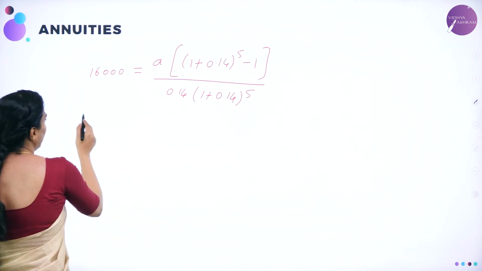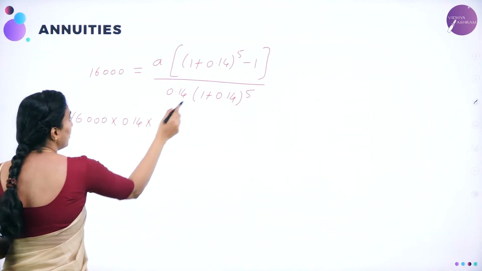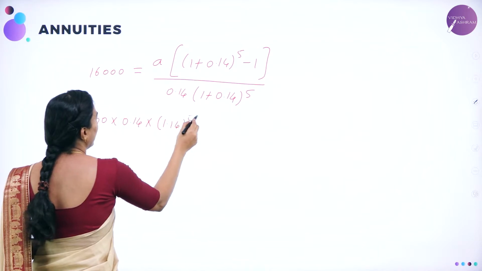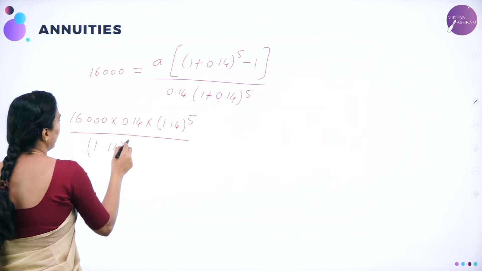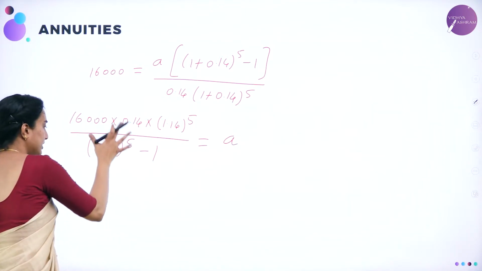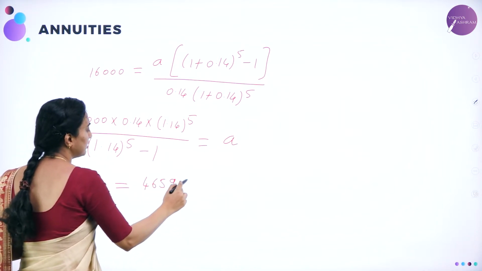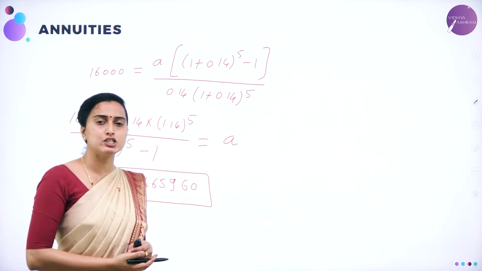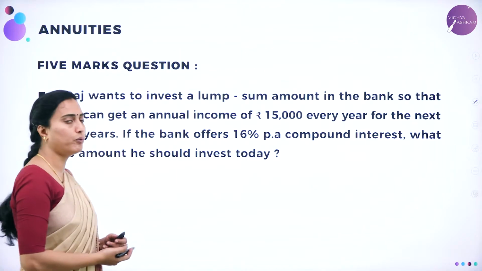So, now cross multiplying 16,000 into 0.14 into 1 plus 0.14, which is 1.14 to the power of 5, divided by 1.14 to the power of 5 minus 1, which will be equal to A. So, after doing all this calculation, you are going to get the annuity 4,659.60. So, this is what the annuity immediate she is going to pay in each payment as an installment. I hope you got this one. We'll move on to the next problem, dears.